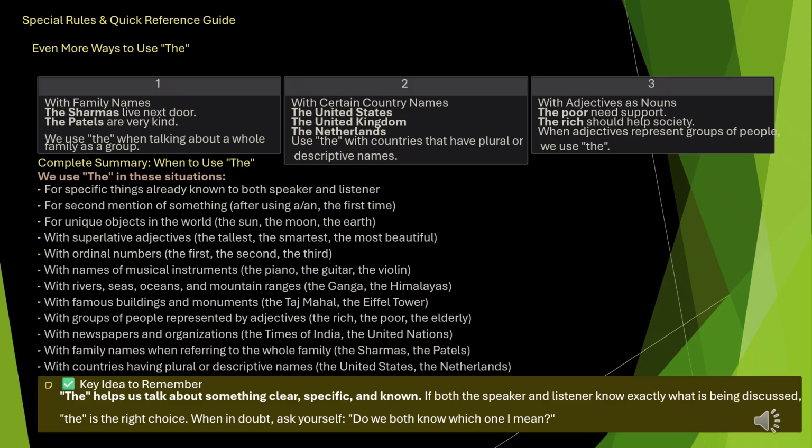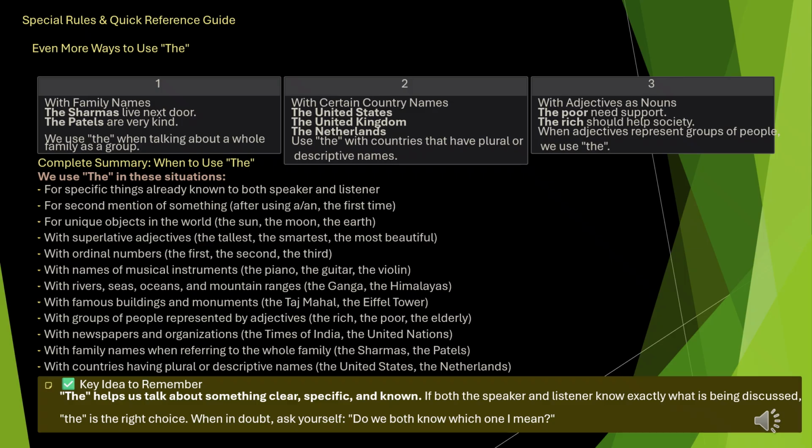With adjectives as nouns: the poor need support. The rich should help society. When an adjective represents a group of people, we use the. Complete summary: when to use the. We use the in these situations: for specific things already known to both speaker and listener. For second mention of something after using a or an the first time.